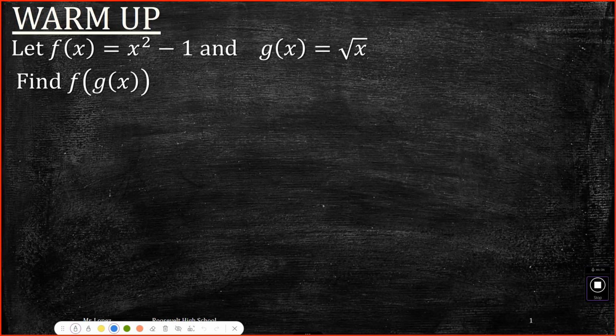All right, we're gonna do this warm-up because you really need to understand composite functions, because today we're going to do the chain rule, and you really need to know what composite functions are. So this is a review of composite functions. Let f of x be this quadratic equation, and g of x be a square root of x function. You've got these two functions, and it says to find f composite g of x.